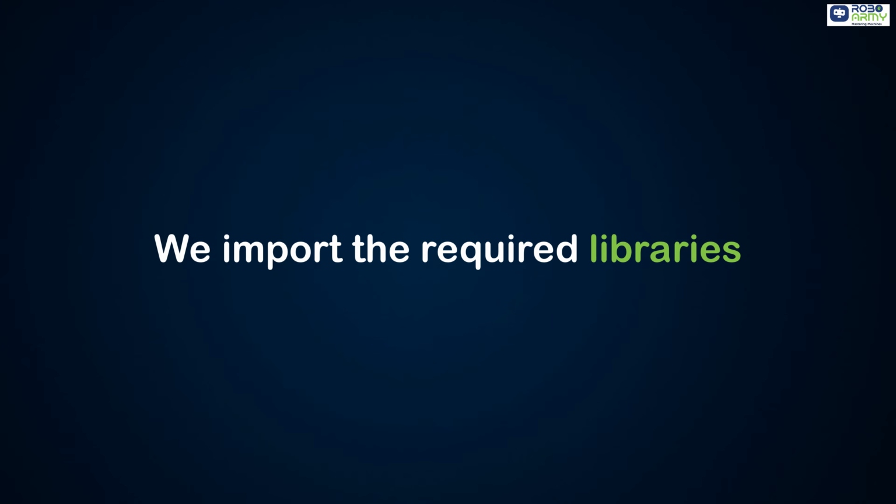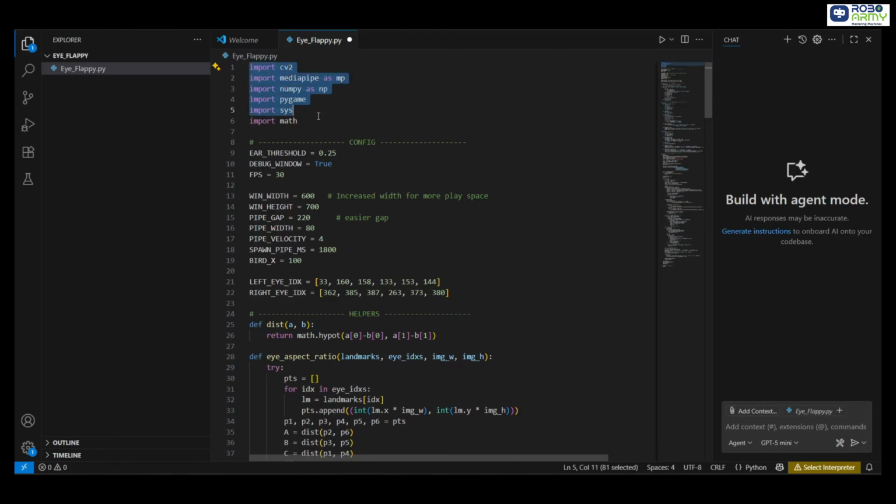We import the required libraries. OpenCV, cv2, captures webcam video. MediaPipe, mp, tracks facial landmarks and eye movements. NumPy, np, helps with maths and random pipe placement. PyGame runs the Flappy Bird game. Sys and math handle system exit and distance calculation.